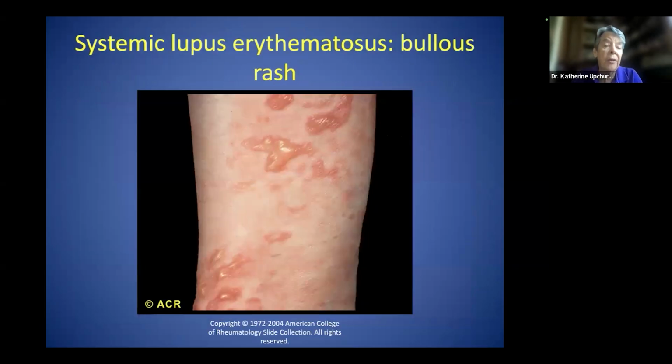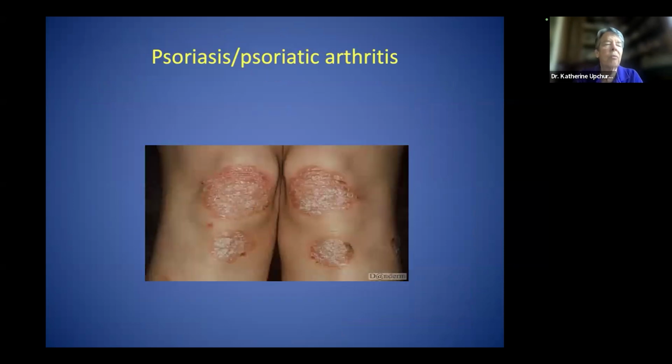Lupus can also cause a bullous rash, so it's important to go over the exam. But other rashes are associated with arthritis. This is a patient with psoriasis, and this is a papulosquamous scaly eruption that often occurs over the extensor surfaces, particularly the elbows and the knees.